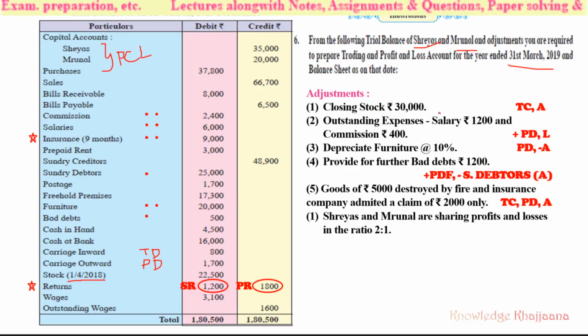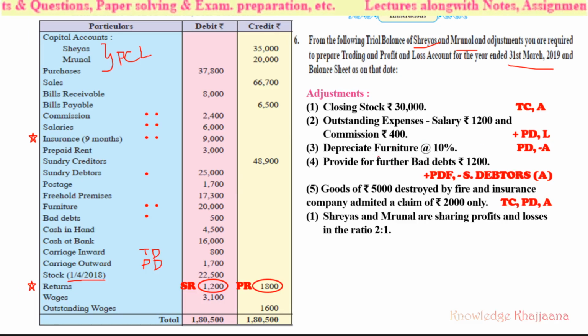Closing stock is rupees 30,000. Trading account credit side and asset. Okay, no marking over here. Outstanding expenses, salary is rupees 1200 and commission rupees 400. Okay, both salaries and commission will be added to the outstanding expenses in the profit and loss account debit side. So you'll make 2 marks against commission and salaries each. Okay, and its second effect will be recorded in the liabilities.